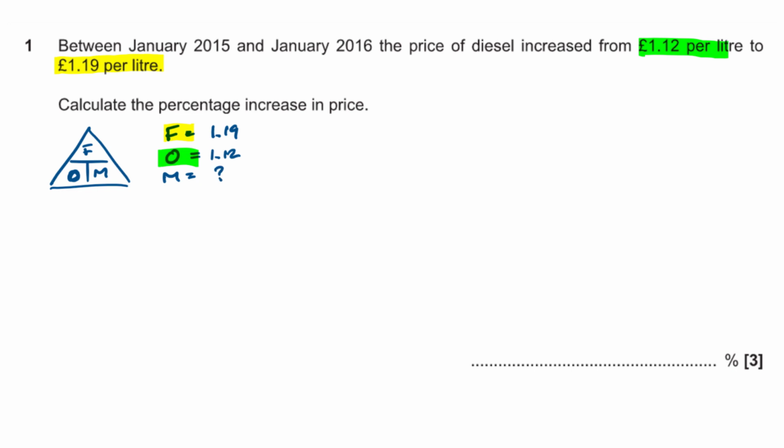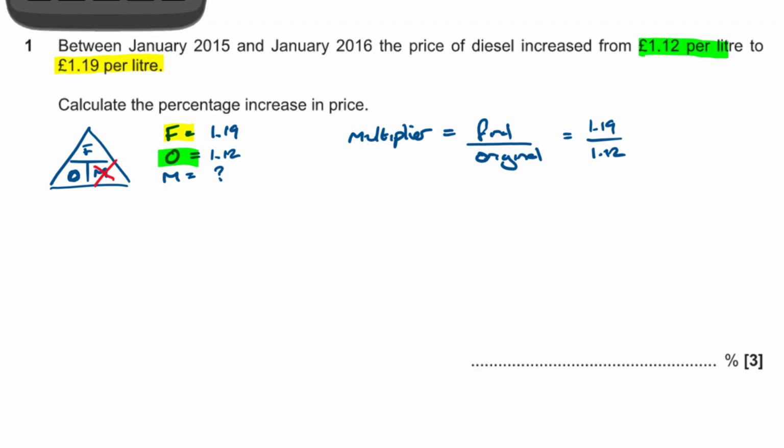Okay, so then what we do is we take our little FOM triangle, we cover up the one we want to find. I want to find the multiplier. And that tells me what to do with the other two. So multiplier, that's going to be the final price divided by the original price. Okay, so then subbing in the values I've got here. Final is £1.19. Original is £1.12. Okay, so then I just need to tap that into the calculator then.